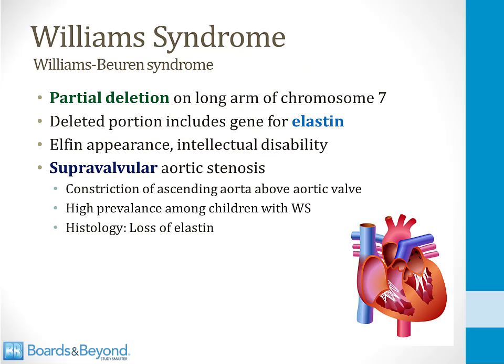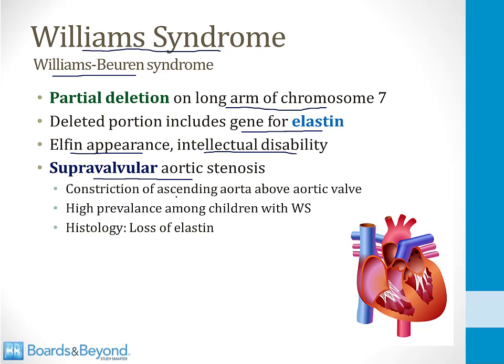In the genetics video on deletion syndromes, I talk about the rare condition Williams syndrome, which is also called Williams-Beuren syndrome. This is caused by a partial deletion of the long arm of chromosome 7, and the deleted portion includes the gene for elastin. Children with this condition classically have an elfin appearance and intellectual disability. I discuss this in greater detail in the video on deletion syndromes, but what you should know for our purposes here is that another classic feature of Williams syndrome is supravalvular aortic stenosis.